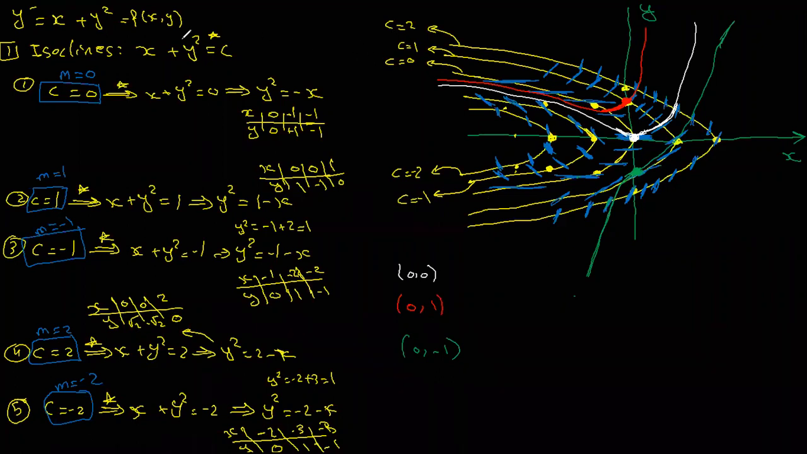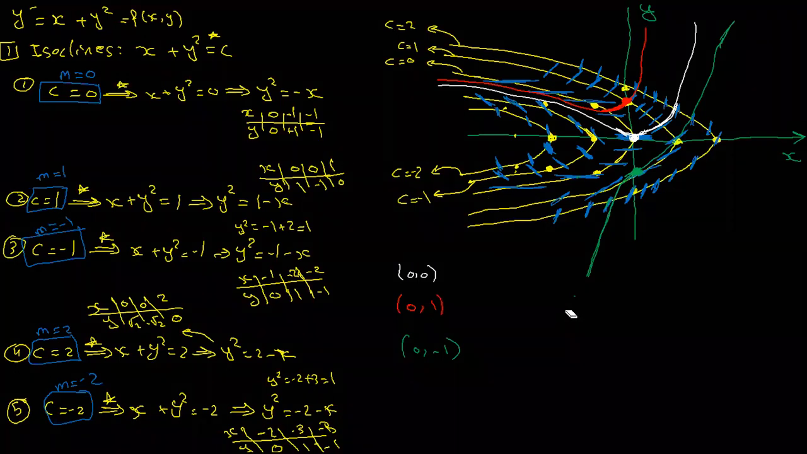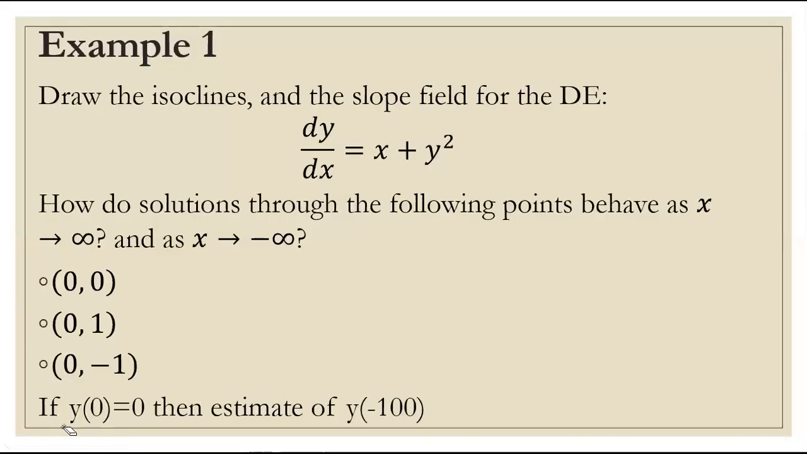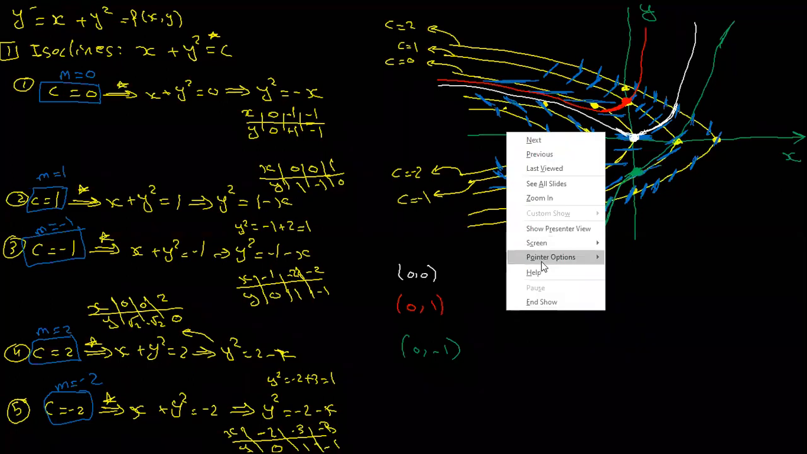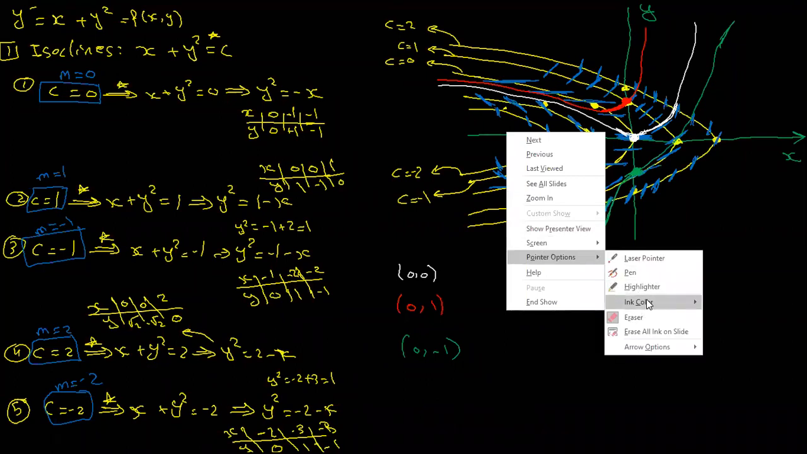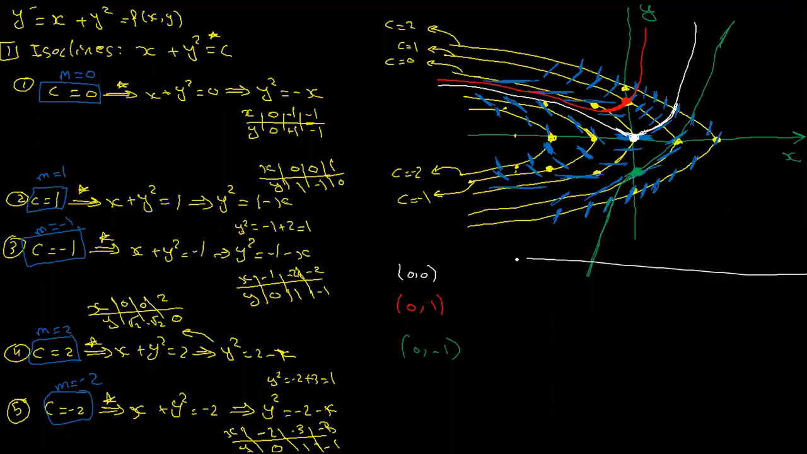No questions? So let me solve the last question of this problem. Last question, he asked me, if y of 0 equals 0, then estimate the y of negative 100. Let me use the white color, no problem. So here now, he needs: if y of 0 equals 0, then find y of negative 100.